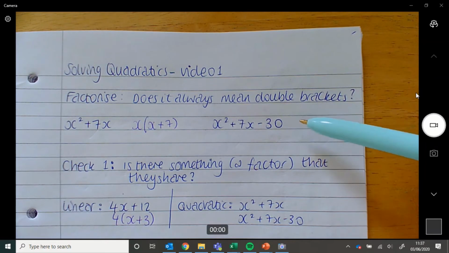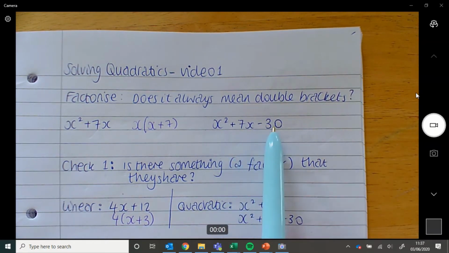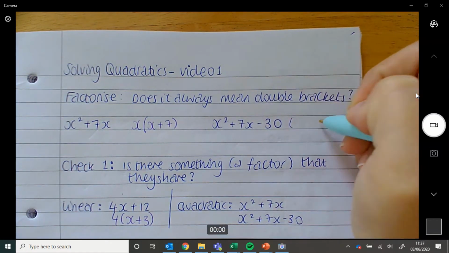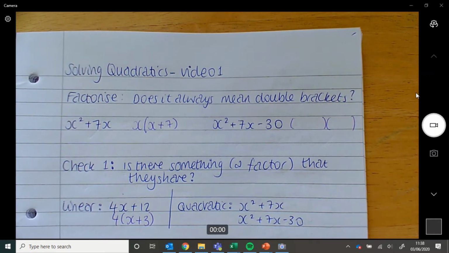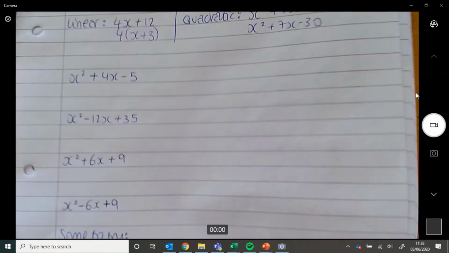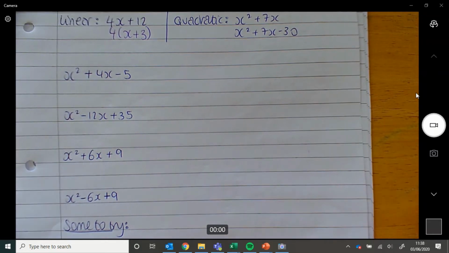Okay, a quadratic that looks something like this, if I go through each of the terms, there is not something that's common to all of the terms, and that is when we try and put them into double brackets. Okay, I'm going to model 4 very, very quick examples for you, and then I'm going to ask you to have a go at some of your own. So the first one says x squared plus 4x minus 5.